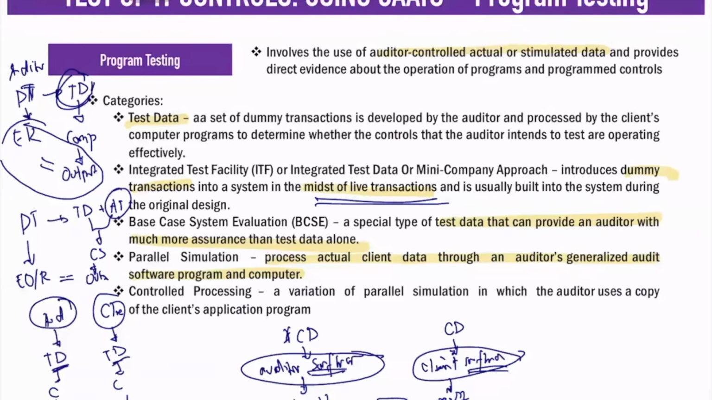How about controlled reprocessing? Controlled reprocessing is a variation of parallel simulation in which the auditor uses a copy of the client's application program. So instead of the auditor software, known as generalized audit software, the auditor has a copy of the client software, and then there will be a result. Based on the client software itself, there will also be a result. You compare the result from the copy and from the client's computer software, and they must be the same. That is known as controlled reprocessing.